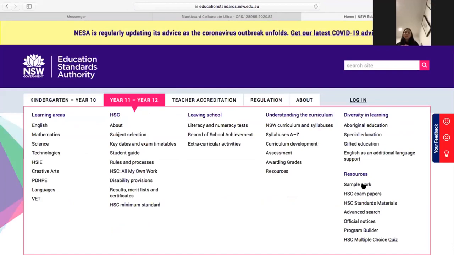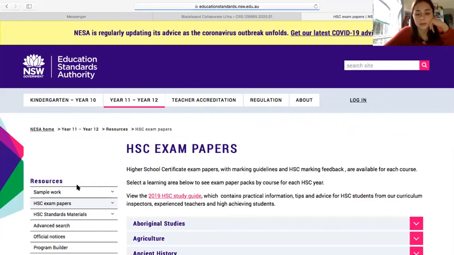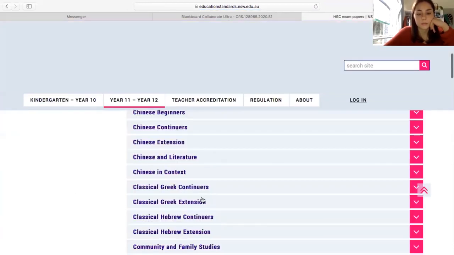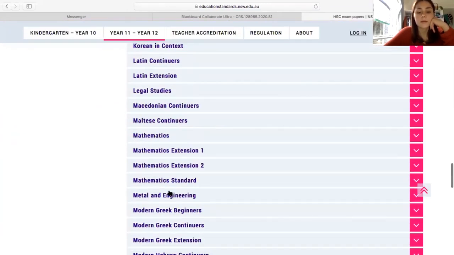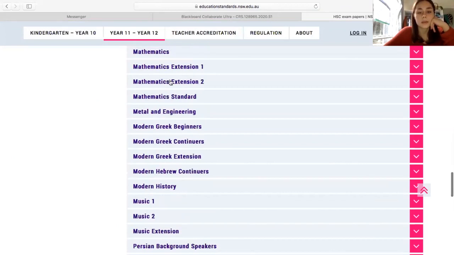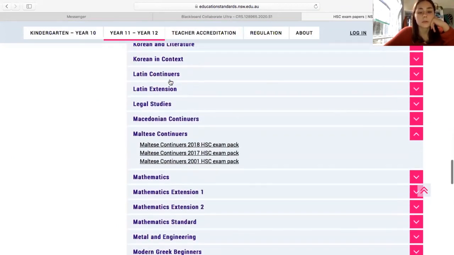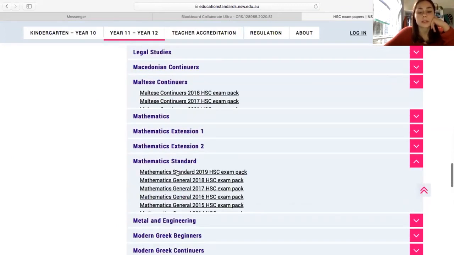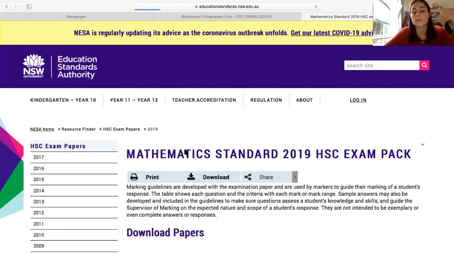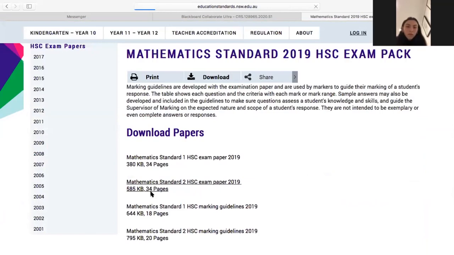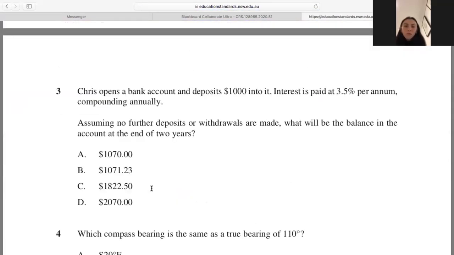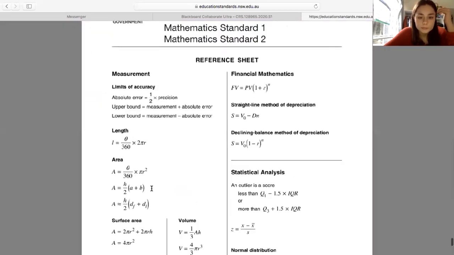I need to go to Year 12, HSC exam papers, go down to maths. If you're ever doing a practice paper, you can get your reference sheet and do it with the reference sheet, because then you just practice doing it, and it has all the things together. Okay. Here.